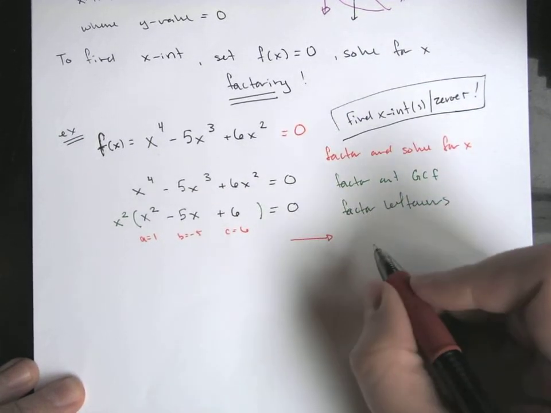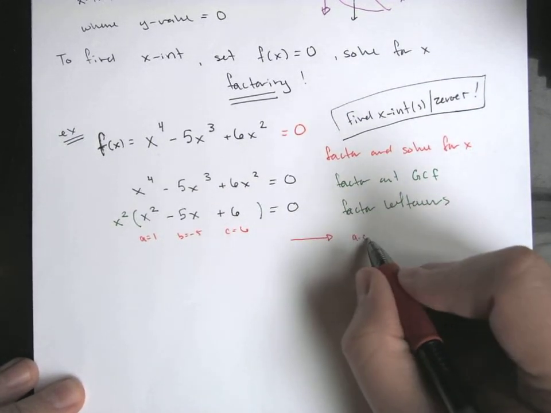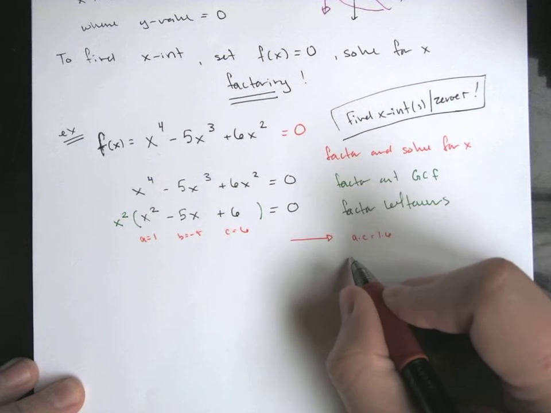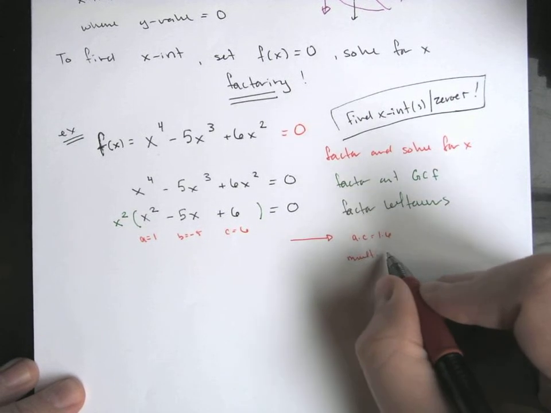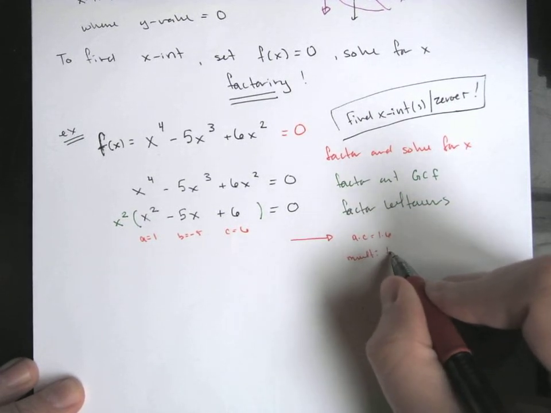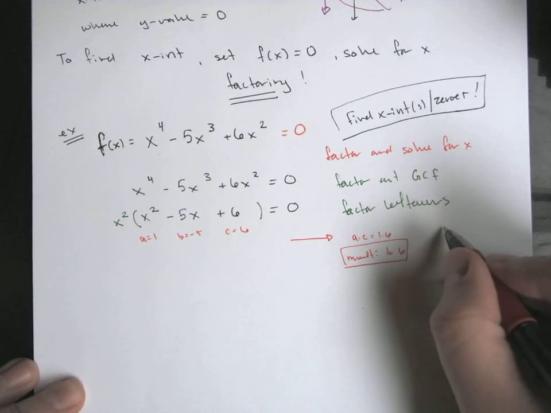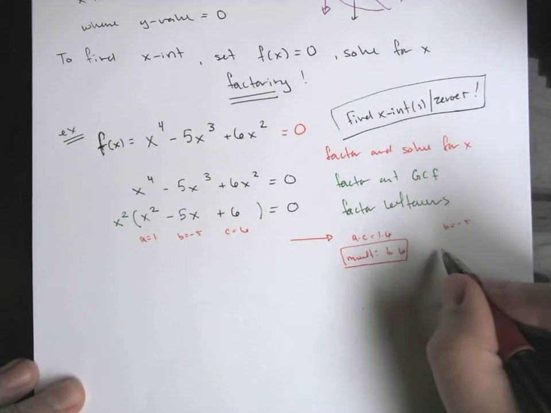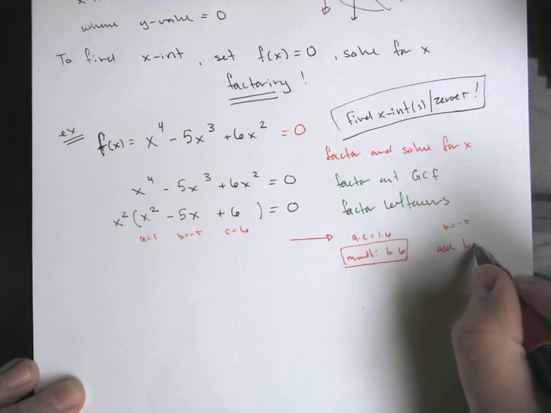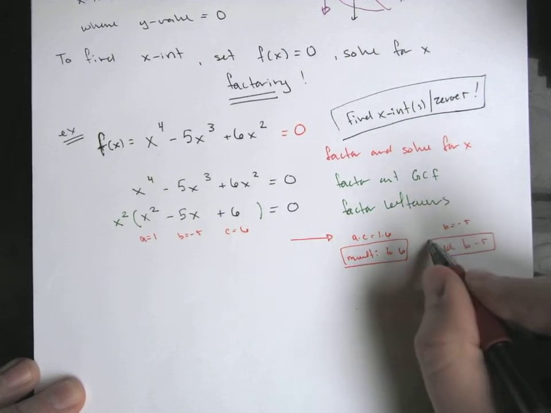I'll do this factoring off to the side. A times c, 1 times 6. We've got to multiply to 6, positive 6. And then our b value is minus 5, so we've got to add to minus 5.